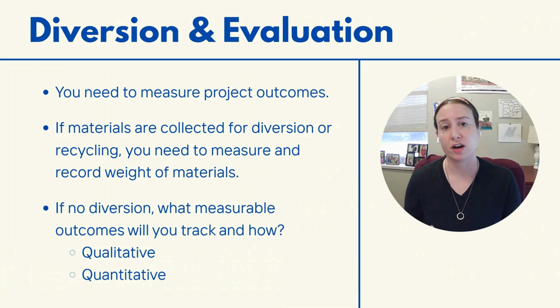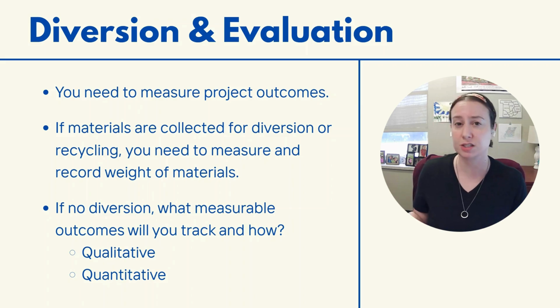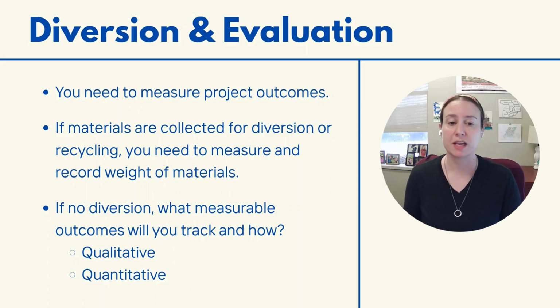If you're not doing diversion, there are other measurable outcomes you can track. So maybe it's how many participants come to your composting class. Maybe you do a survey about your composting class to see if people learned a lot of information. A lot of our education projects might do a pre-assessment and a post-assessment. So what did the students know about waste reduction before they came in, and what do they know after? And then you could report that there was an increase in knowledge for all of your participants. Whatever you are doing, there should be some way to track and make sure that the public funds that were invested into this project had a measurable outcome.